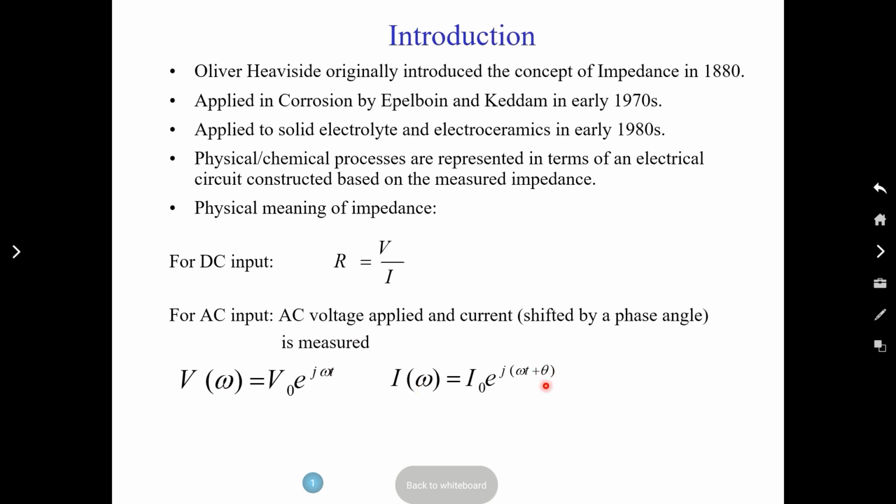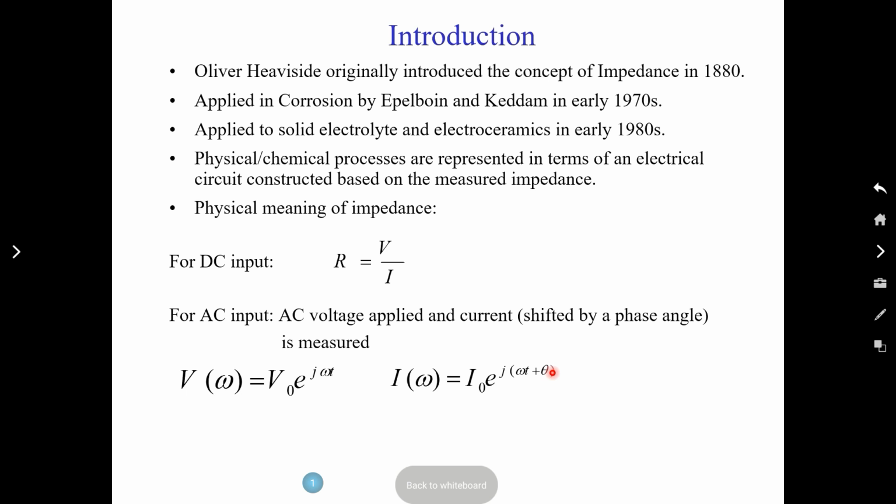And then you are going to measure the frequency-dependent current. That will have a phase shift. So this was j omega t, it's now j omega t plus theta. Do you know where that theta comes from? You're applying a voltage, and the current will be shifted on that plot by that angle.